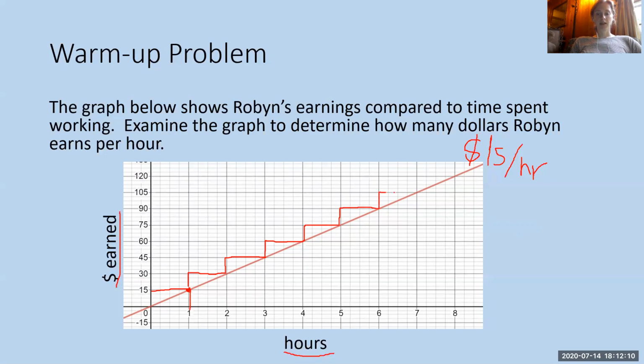So we could say that the unit rate in this problem is $15 an hour. We could also say that the slope of this line, the slope of this relationship between hours worked and total earnings is $15 per hour.